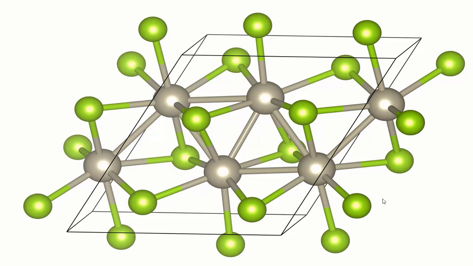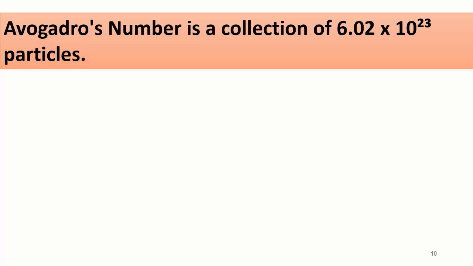Dear students, you know that in chemistry we deal with substances which are composed of atoms, molecules or formula units. The counting of these particles is not possible for the chemist. So the concept of Avogadro's number facilitates the counting of particles contained in the given mass of a substance. So let's see what is Avogadro's number. Avogadro's number is a collection of 6.02 into 10 raised to power 23 particles.